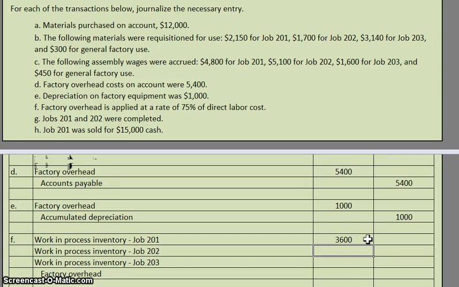We're going to be doing the same thing to job 202. If we look at C, we had $5,100 in direct labor cost, and we're going to be taking 75% of that for applying overhead. Same thing for 203. We had $1,600, and we're going to be taking 75% of that, so we're going to be applying $1,200. And that means that we simply have to plug, and that will give us $8,625 for our credit amount.